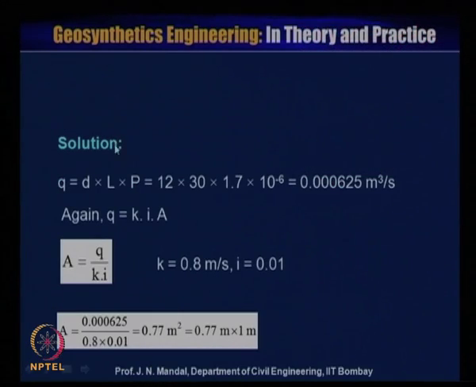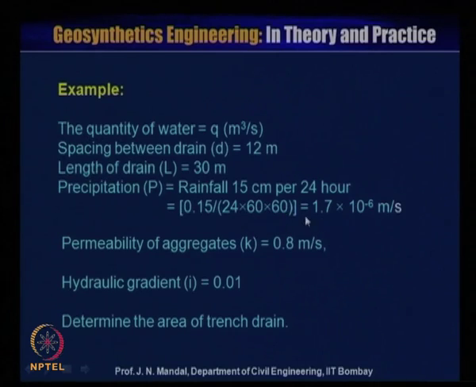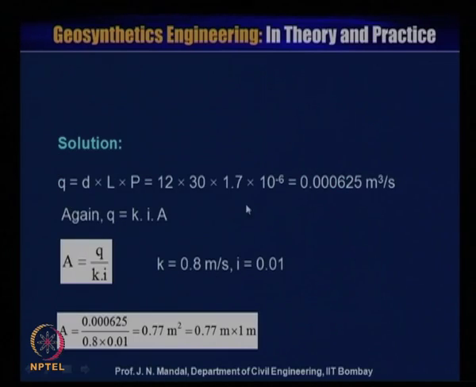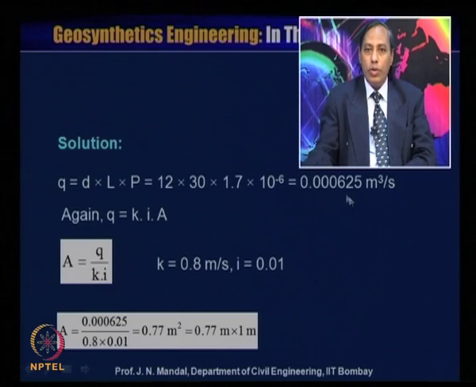So, solution. You know the equation Q is equal to D into L into P. D is 12, L is 30 and P is 1.7 into 10 to the power minus 6. We have calculated P is equal to 1.7 into 10 to the power minus 6. So, Q will be equal to 0.000625 meter cube per second.